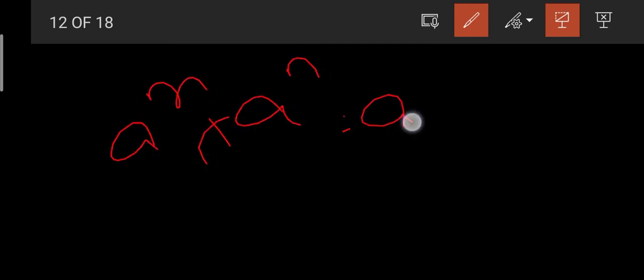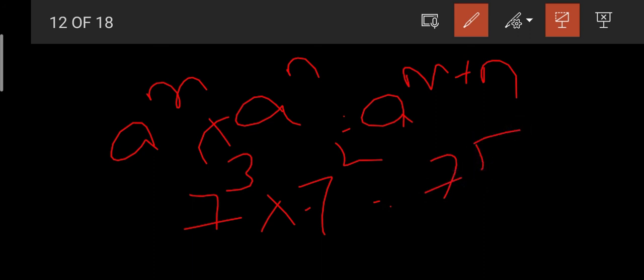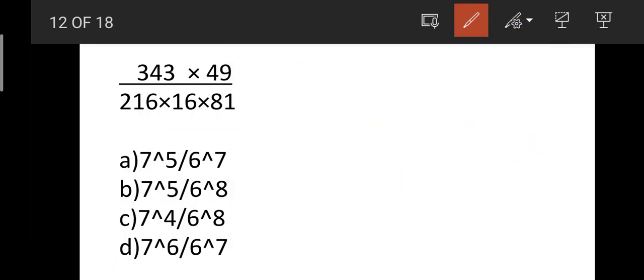I think most of you know the formula: a power m into a power n becomes a power m plus n. So I have taken 7 cube into 7 square as 7 power 5, and then 6 cube into 6 power 4 as 6 power 7. Okay friends, are you clear with that? And now we will move to our next question.